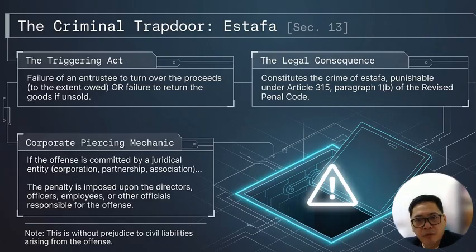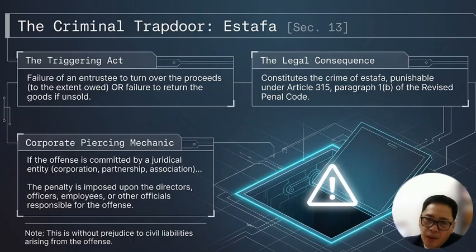The trigger: failure to remit or return. The trapdoor is triggered when the entrustee violates their most fundamental obligation under the trust receipt agreement, specifically if the entrustee fails to turn over the proceeds of the sale up to the amount owed, or fails to return the goods, documents, or instruments if they remain unsold or undisposed of. They fall through this legal trapdoor.